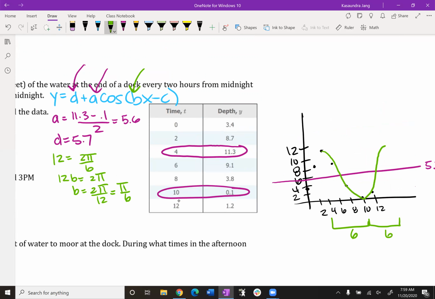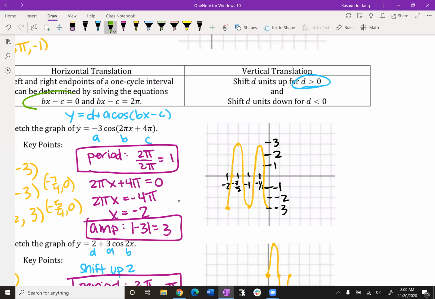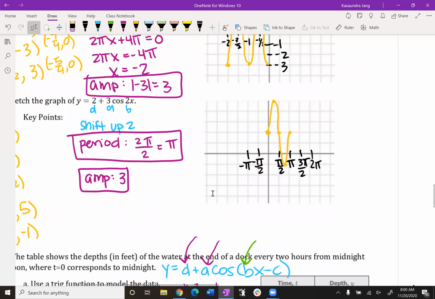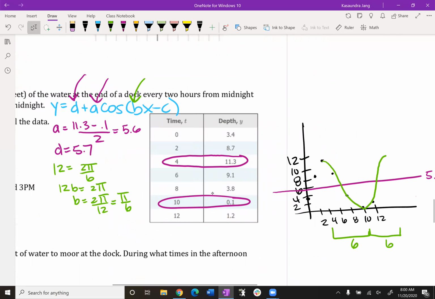All right, we've got everything except for the c. Let's look at the c. We had an equation on the ones we were doing up here: bx minus c equals 0, which is where the period begins. So we are going to try to find our c off of this equation. At the very least, I can tell that this got shifted to the right, so I'm thinking I'm probably going to have some positive c here.